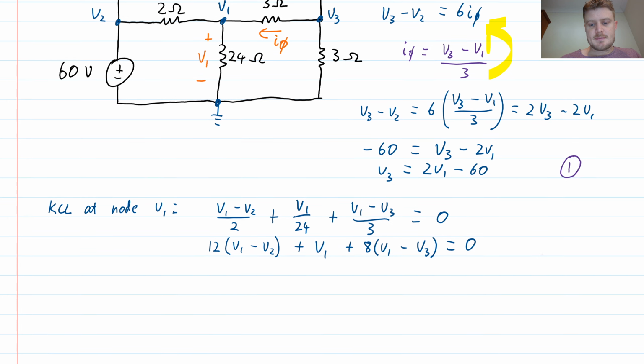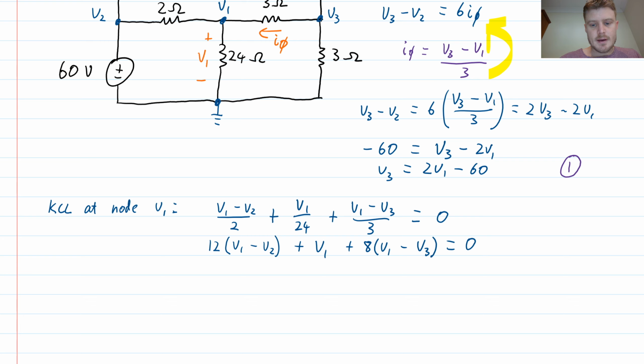I can simplify this one a little bit and collect some like terms. For V1s, I will have 12 and 8 is 20, plus 1 is 21. So 21 V1. For V2, I will simply have minus 12 V2, and for V3, I will have minus 8 V3 is equal to 0.